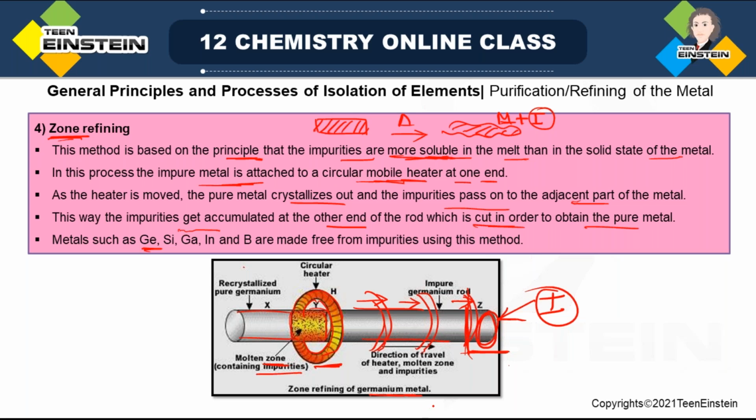Now zone refining, remember it is used for germanium, silicon, gallium. These two are group 14 elements, gallium is a group 13 element, indium is also 13, boron is also 13. So basically for group 13 and 14 elements this method is used. Though boron is not actually a metal, boron can also be purified. That is what is mentioned here. But if we focus on metals, it is mainly these examples. So if it is asked which metals zone refining is used for, the answer will be group 14 and 13 metals.